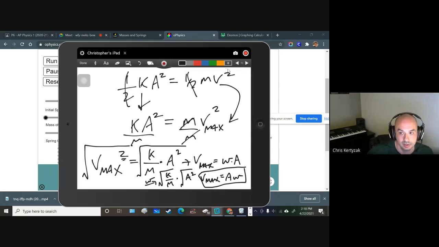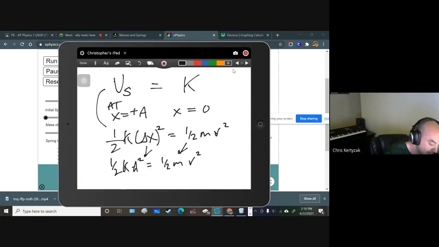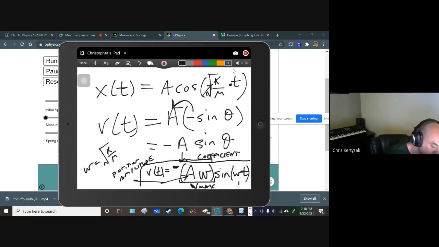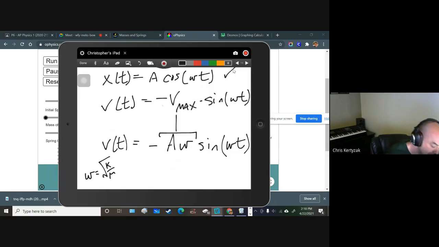And I've just proven to you what I had written on this page back here. Remember, I just said v max is equal to A omega, right? All right, so that is the formula. Again, all the features are there to model v of t. Lastly, we're going to move on to a of t.